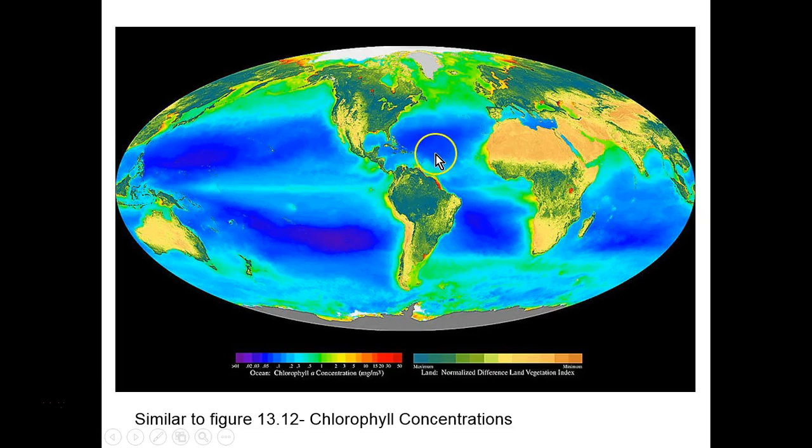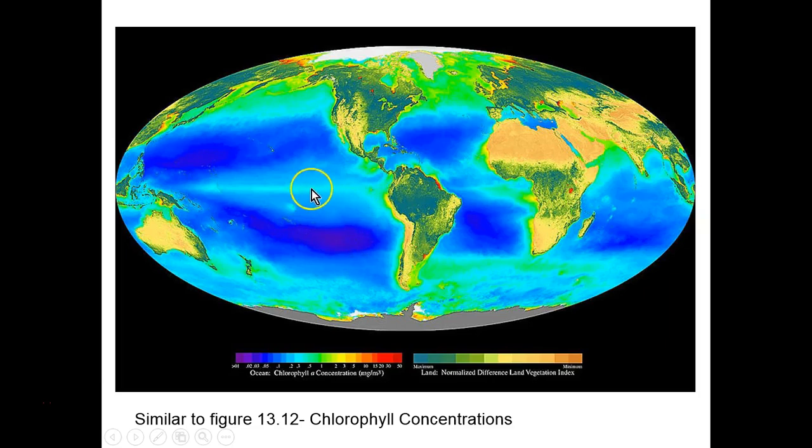Where you don't see very much is in the center of those subtropical gyres. Remember the subtropical gyres? Subtropical gyres are areas where waters are converging, and where waters are converging, you don't have upwelling, instead you have downwelling and you have very low nutrient concentrations.